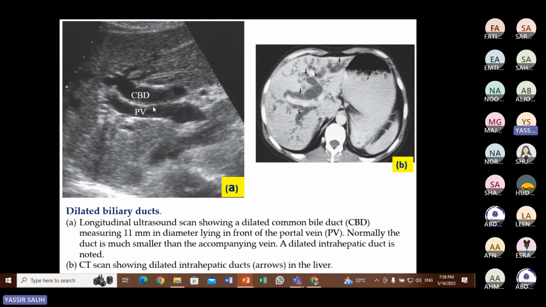This is the portal vein and this is the common bile duct. The common bile duct is anterior, and the portal vein is posterior. We make a measurement, and if it is more than 7 millimeters, this is a dilated common bile duct.